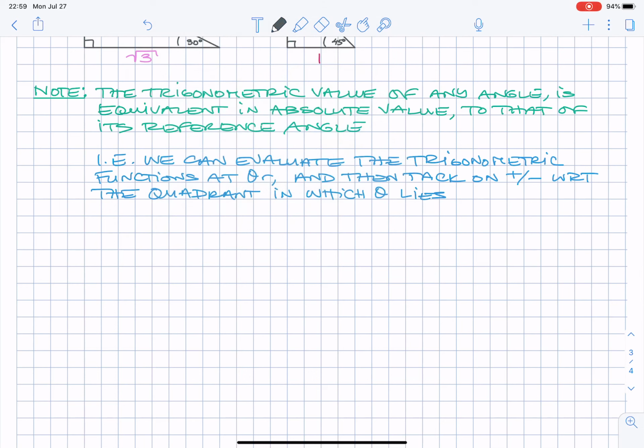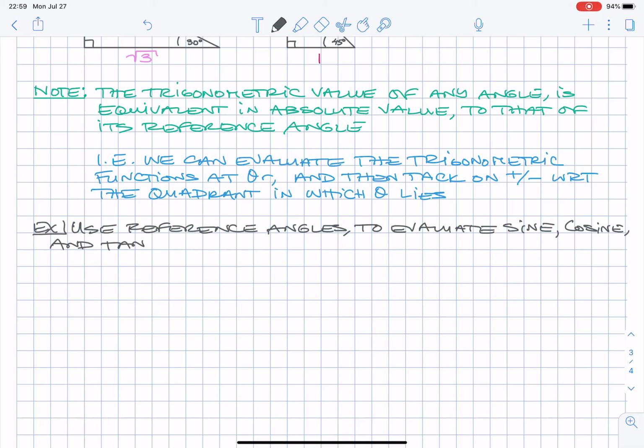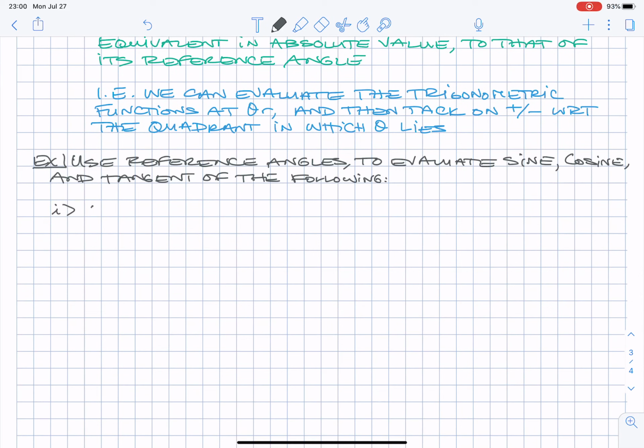Let's do an example. So for example, use reference angles to evaluate sine, cosine, and tangent of the following. Okay, so number 1.